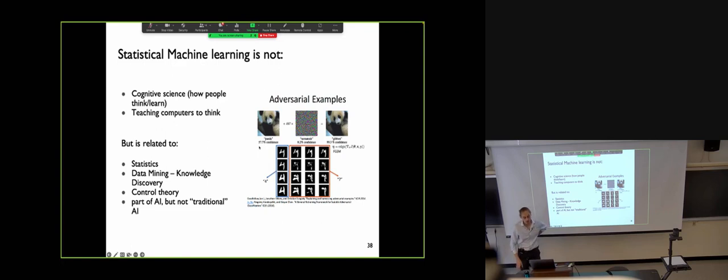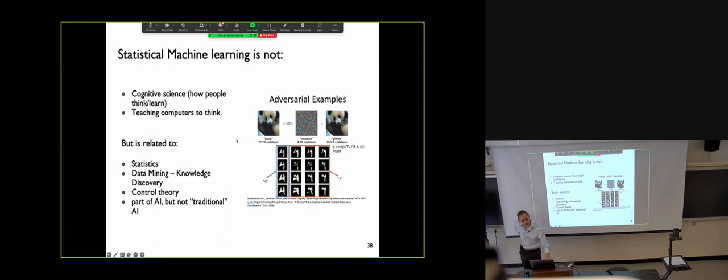What is not machine learning? Statistical machine learning is not, for example, cognitive science, at least not in its traditional sense. People can combine them. There has been some inspiration from cognitive science that goes into designing these methods, and sometimes you can, but it's not cognitive science. It is related to statistics, data mining, knowledge discovery, knowledge representation, and control theory. For example, the stochastic optimization methods are somehow related to control theory, but we won't go into that in the course.